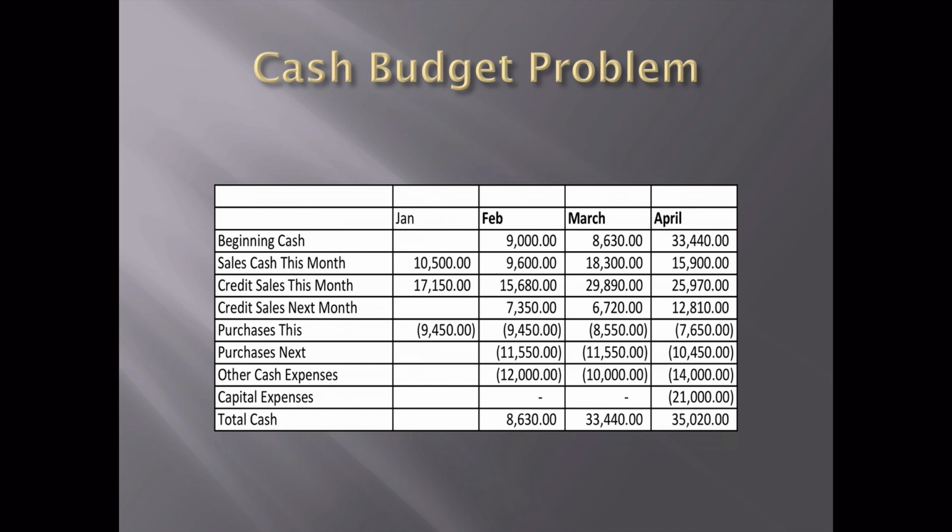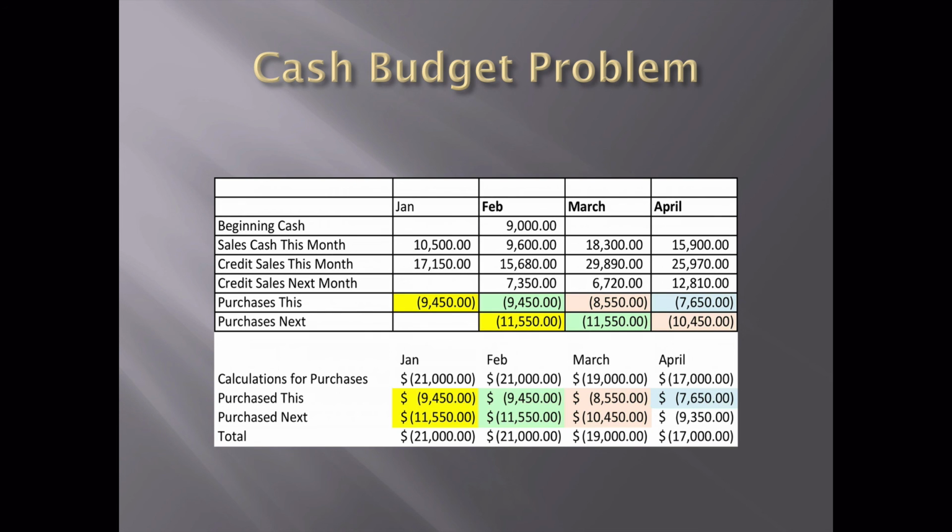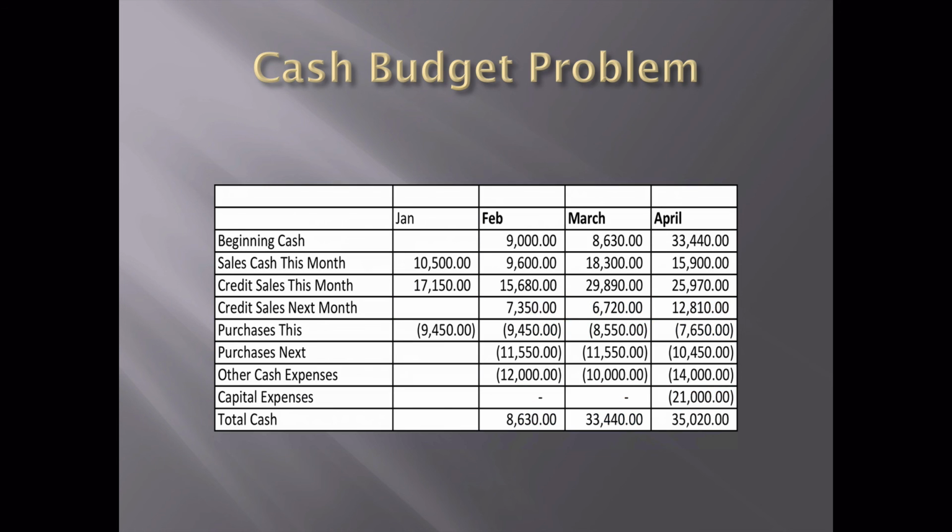So if we look at this, this is a completed cash budget. And the only difference between this and the last one, if you look at the last numbers of 11,550 for February, March, and 10,450 for April for purchases next, is that I just put in my other cash expenses and my capital expenses and then did the math. Okay, so if you remember right, the other cash expenses and the capital expenses are paid in the month they occur. So we just plug those numbers in at 12,000, 10,000, 14,000 for other cash expenses. And for the capital expenses, we had none for February and none for March, but we had a $20,000 purchase in April.